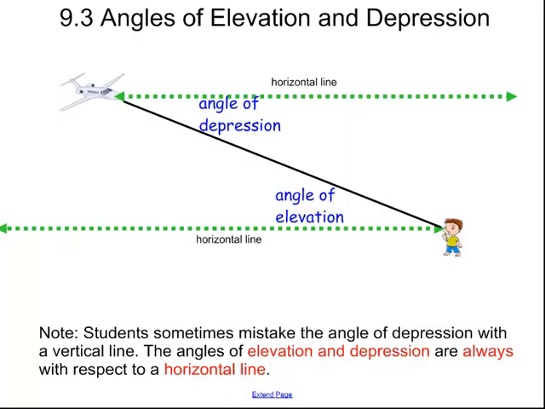Notice if I have two horizontal lines, both of these lines are parallel. The angle of elevation and the angle of depression are alternate interior angles, and therefore if the lines are parallel, those two angles have to be congruent. So the angle of depression is always the same as the angle of elevation. Sometimes that helps us stop from making a mistake.